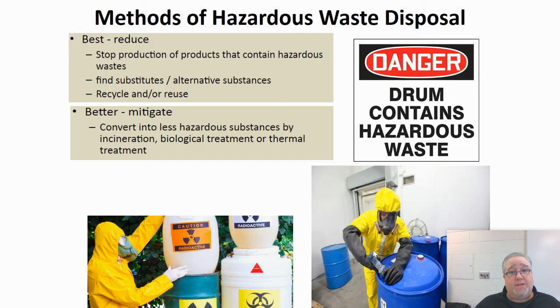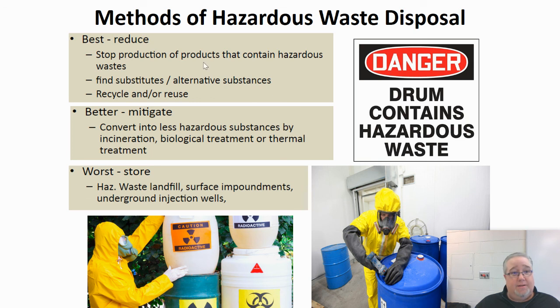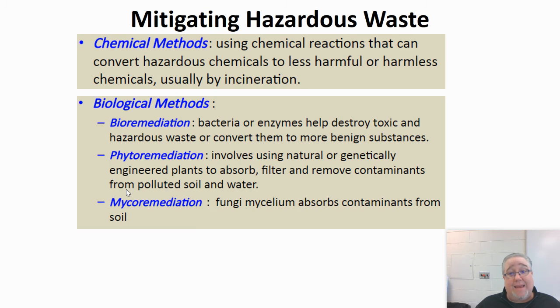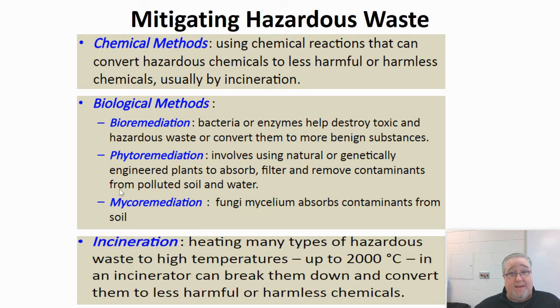All right. So when it comes to cleaning up hazardous waste, three things: we can reduce it, we can mitigate it, or we can store it. Best, better, worst. Make sure we understand that. When it comes to mitigating it, that means trying to remove it from the environment. We can do this through several processes. We can use chemicals to actually remove some of the other chemicals that are in the environment.